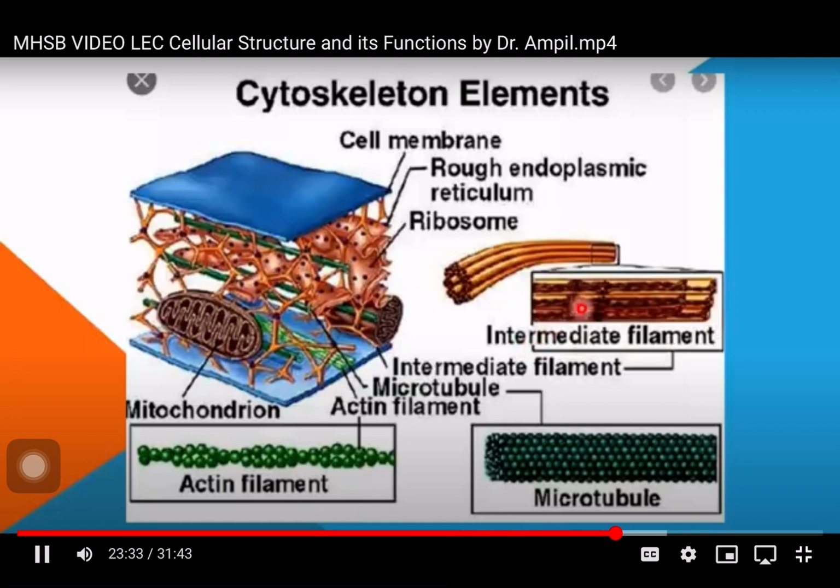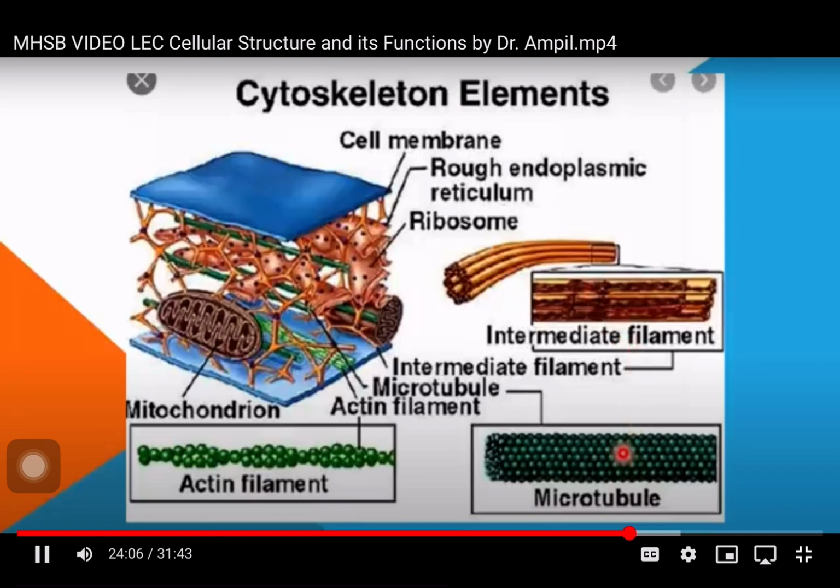Next, we have your intermediate filaments. These are also involved with cell shape and cell movement. Examples include keratin, found in epithelial cells, vimentin found in mesenchymal cells, desmin found in smooth and striated muscles, neurofilaments found in nerve cells or neurons, glial filaments found in neuroglial cells, and lamin filaments found in the nuclear envelope.